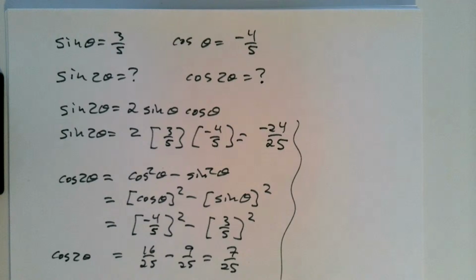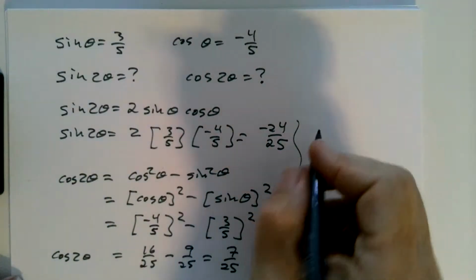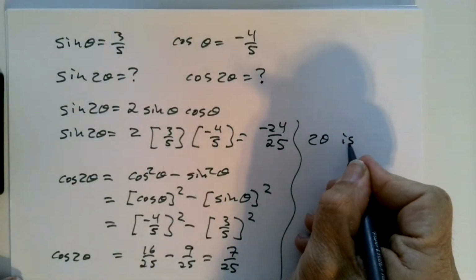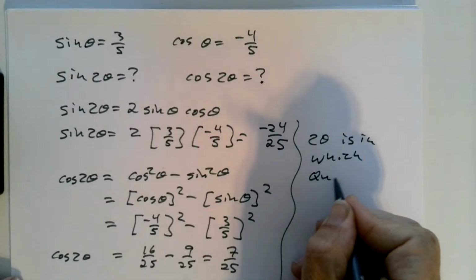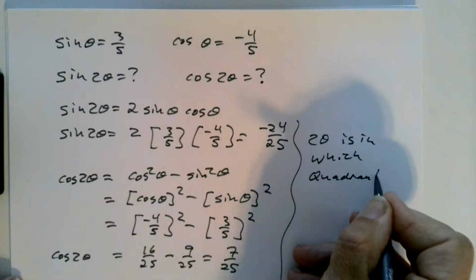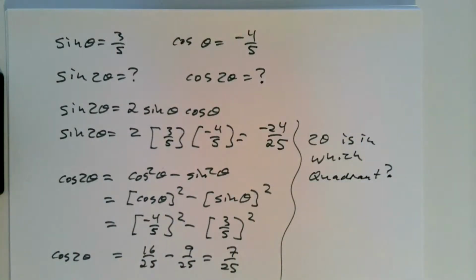So let me ask you this question, and I'll have you post your answer on the comment page. 2 theta is in which quadrant? 1, 2, 3, or 4? 2 theta is in which quadrant? See what you can do.